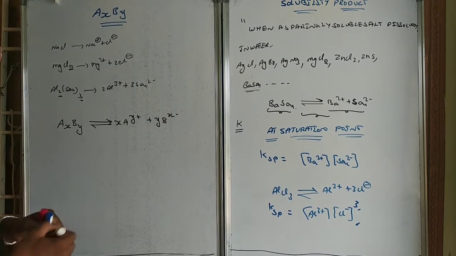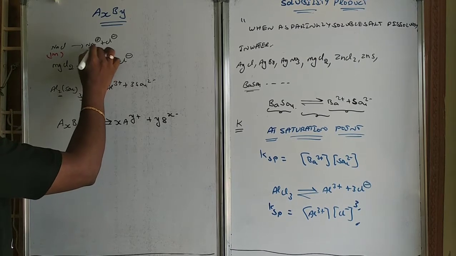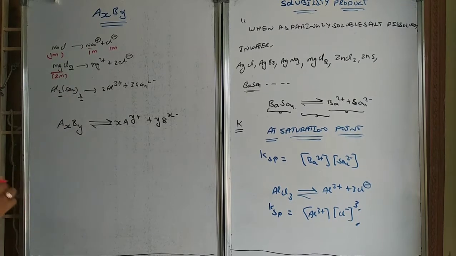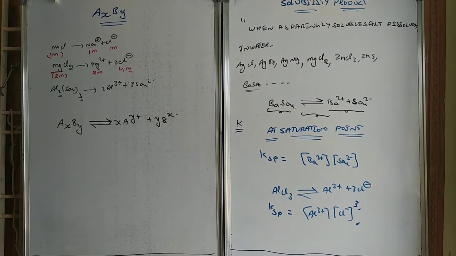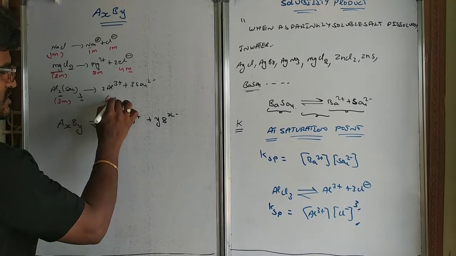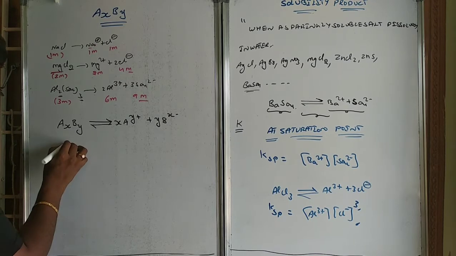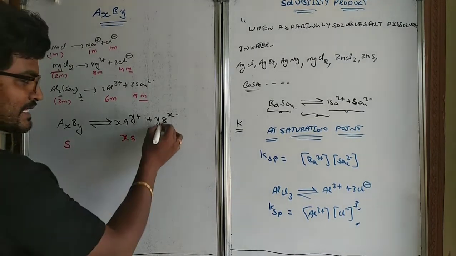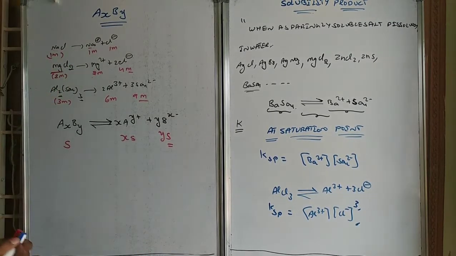Let us take the solubility of NaCl as 1 molar. Sodium concentration is 1 molar, chloride is 1 molar. MgCl2 solubility, let us take 2 molar. Magnesium concentration will be 2 molar, chloride concentration will be 4 molar. If this solubility is 3 molar, this concentration will be 6 molar and this will be 9 molar. If the solubility of this salt is S, the concentration of A^y+ will be xS and of B^x- will be yS.